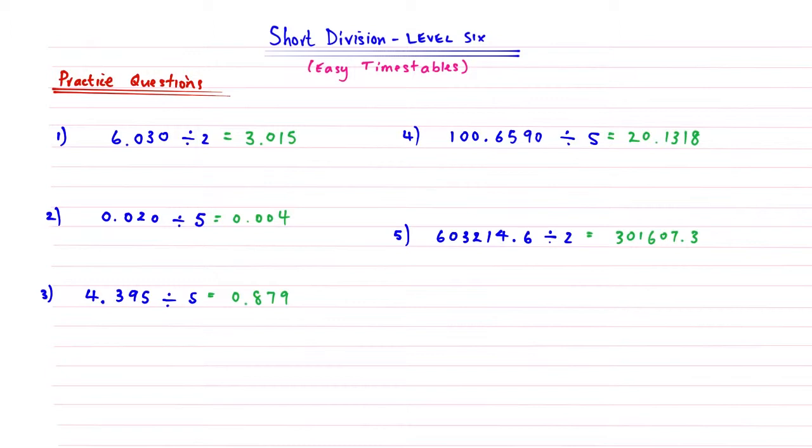So here are your quick answers. Question 1, the answer is 3.015. The answer to question 2 is 0.004. The answer to question 3 is 0.879. The answer to question 4 is 20.1318. And then the answer to question 5 is 301,607.3.